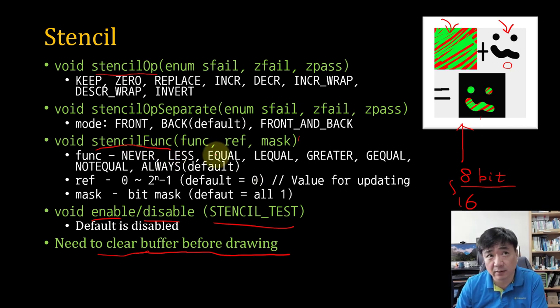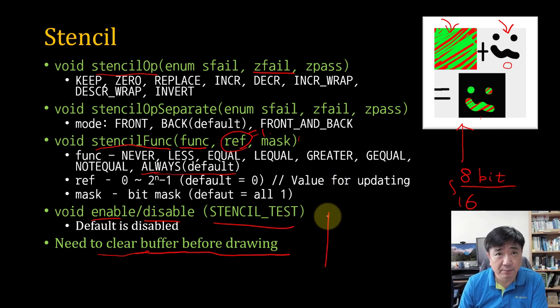Stencil function is very similar to depth function. So there is never, less than, equal, greater, not equal, always. Default is always. We write with a reference value. For example, if we set the reference to 1, then the value 1 will be operated on. If the stencil function is always, then the input reference will be written to the stencil buffer, only in the condition of this function and the other function. Okay, the other function.